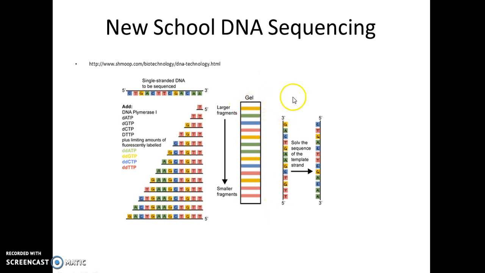Now, if we do this in a tube and let gravity take over, the larger ones are going to sink faster than the smaller ones. But they ran an electrophoresis, so the smaller ones are here and the larger ones are there.